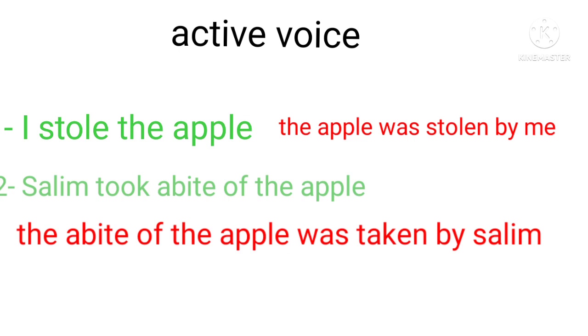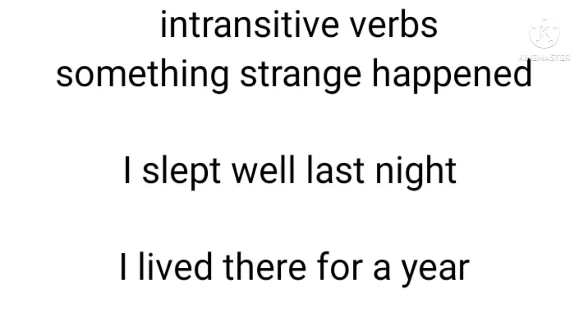We can only use the passive voice for a certain type of verb. Look at this sentence. Something strange happened. Can we change this into passive voice? No, there is no object after the verb. This is called an intransitive verb because there is no object. Here are some other examples. I slept well last night. I lived there for a year. We can only use the passive voice if the verb is transitive.